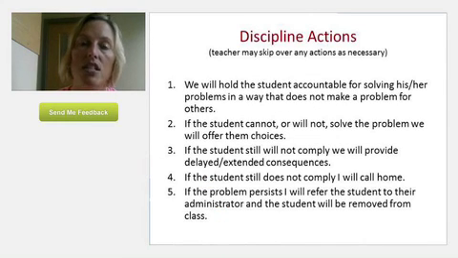Unfortunately, we may have to discipline. If we do, we may be able to skip over some of these steps. First, we'll hold the student accountable, and hopefully they will solve the problem themselves. If they cannot, we will solve the problem by giving them some choices. If the student still cannot make the right choice, we will give some sort of consequence. We will call home, and unfortunately sometimes we have to send you to the administrator and remove you from the classroom.